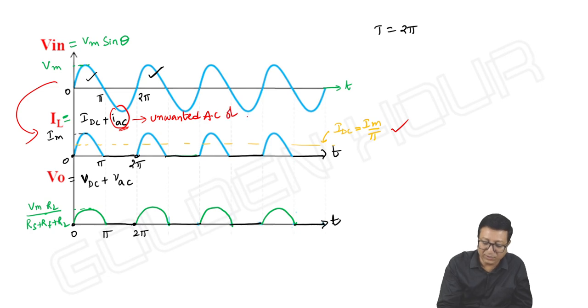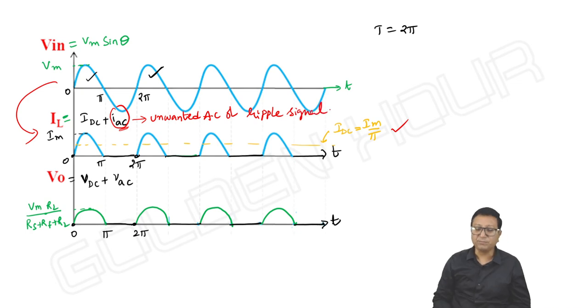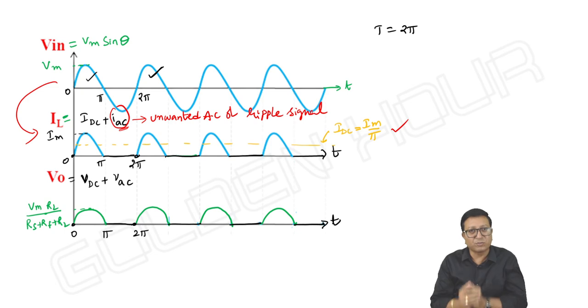Or it is also known as ripple signal. And what about this IDC? Peak amplitude by pi. Okay. So why we are calculating ripple factor means this unwanted AC by DC component you are writing. My concern is to see that the AC component is as minimum as possible and DC component is as large as possible. Ideally, there should not be any AC component.